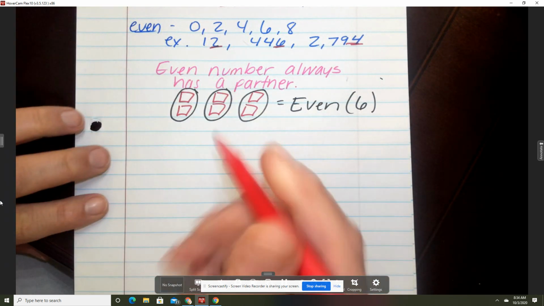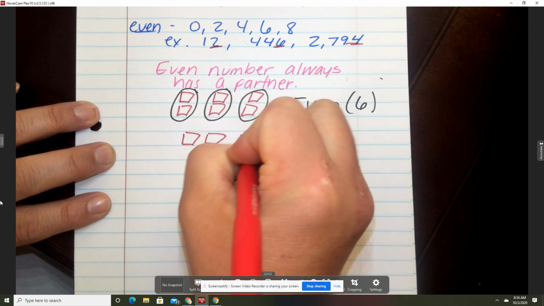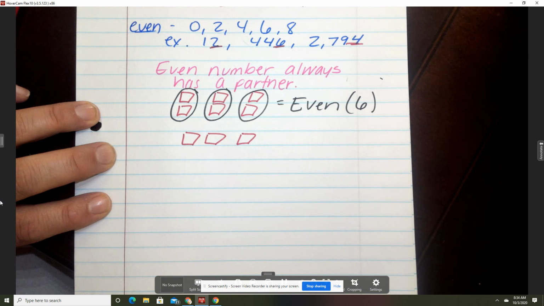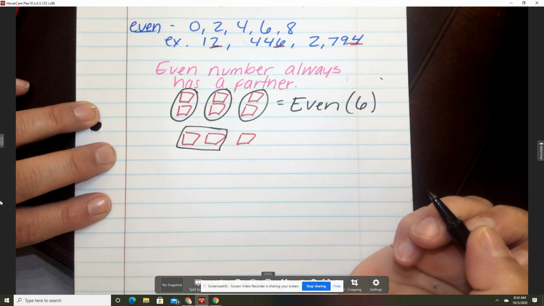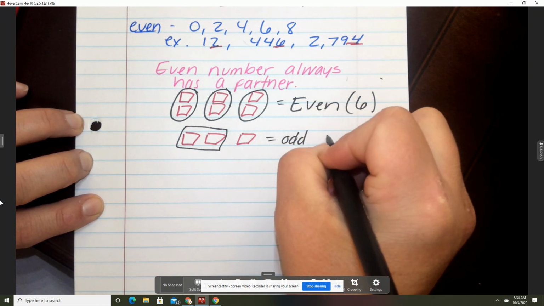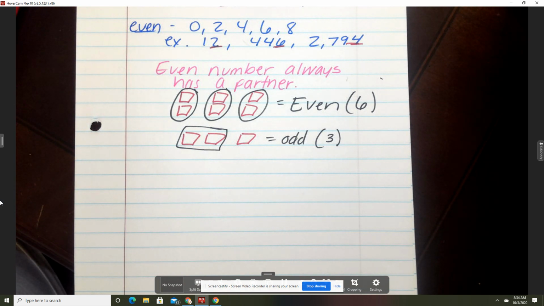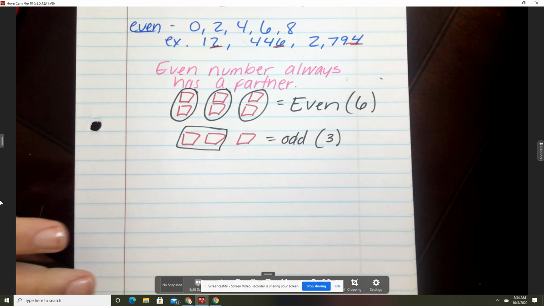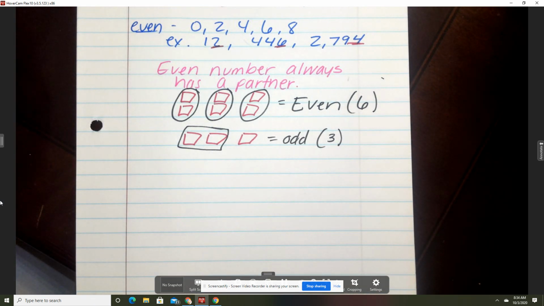Okay. But if I paired these up, I only have one pair that has partners. So this would be odd. Okay. So that's how we decide if a number is even or odd, if it has a partner. And then the next thing that you're going to do, it's like a slide through notes. You'll see that again. They'll go through that again with you.